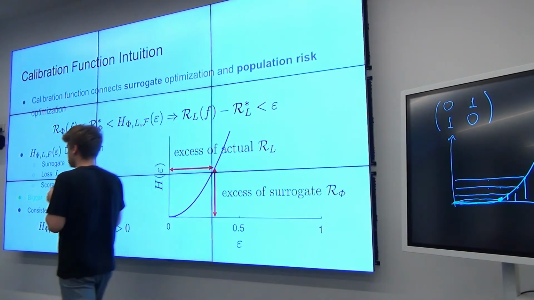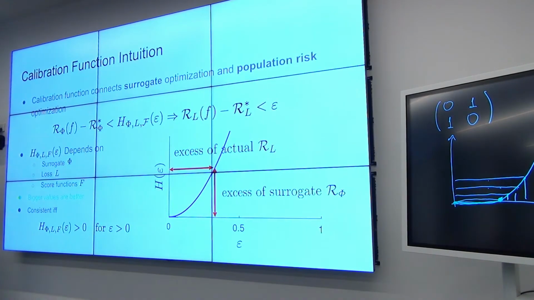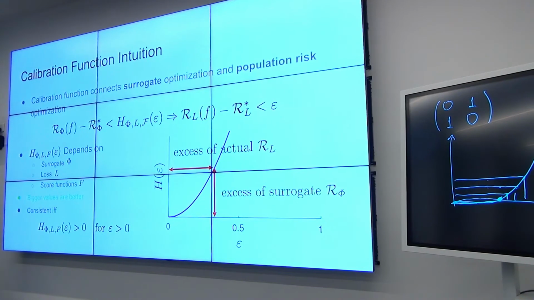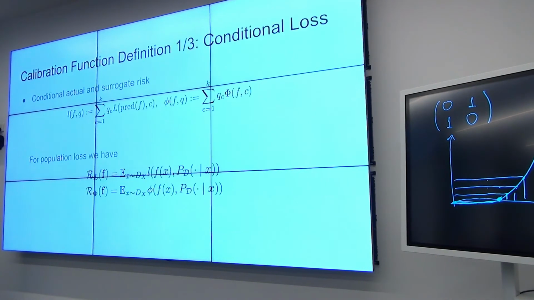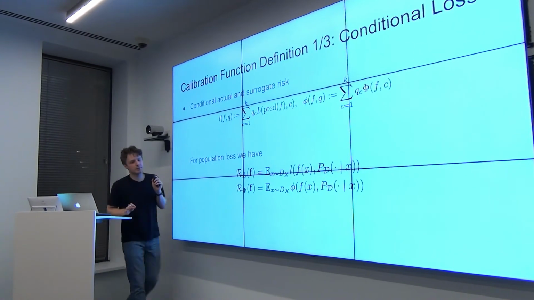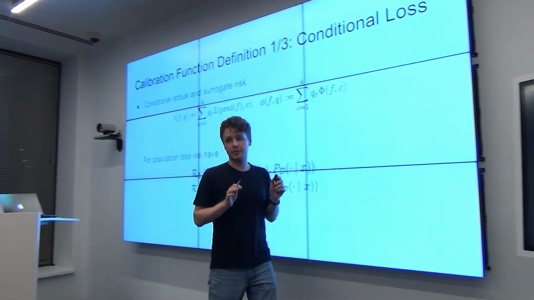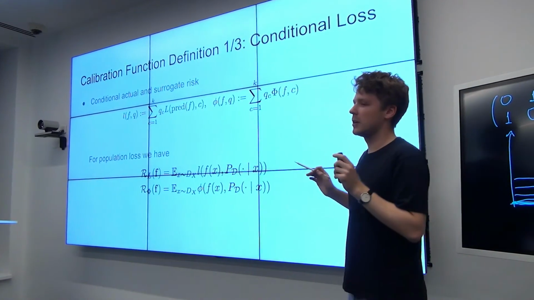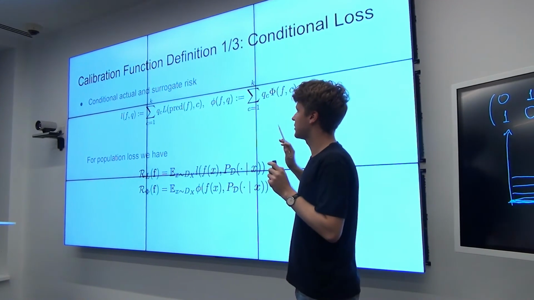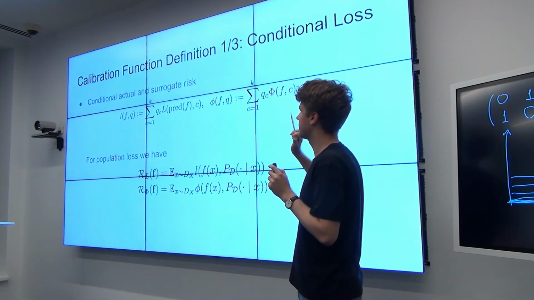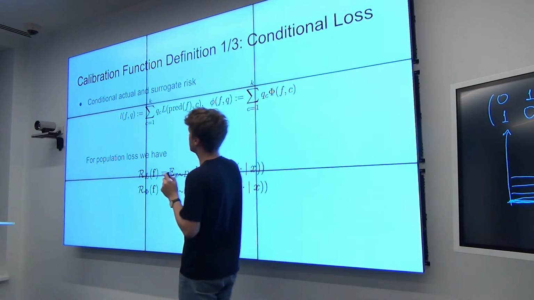So I'll define the calibration function in 3 steps. First of all, I introduce conditional losses. A conditional loss, actual and surrogate losses, are defined as follows.